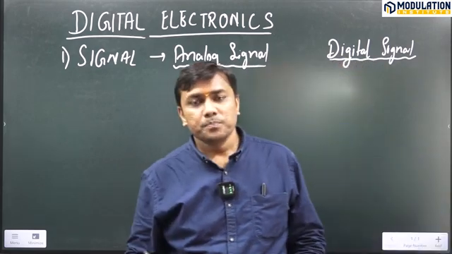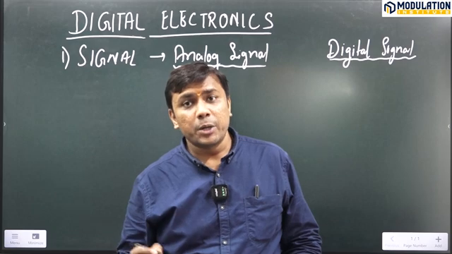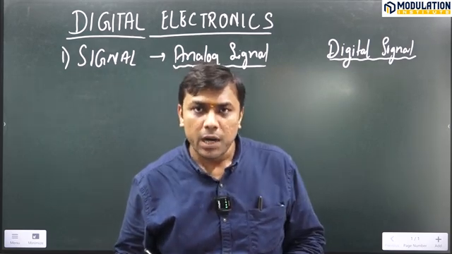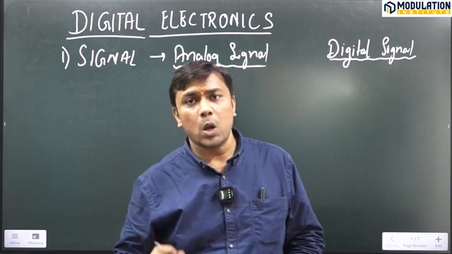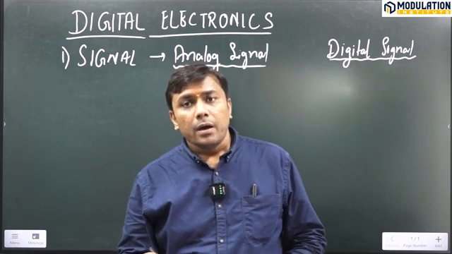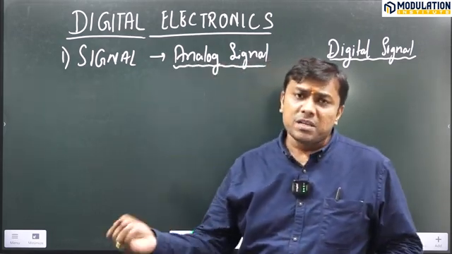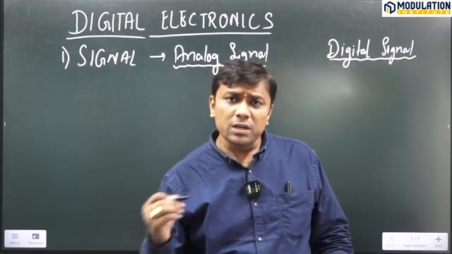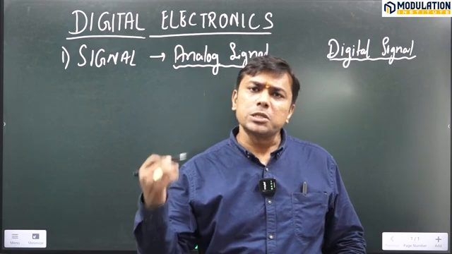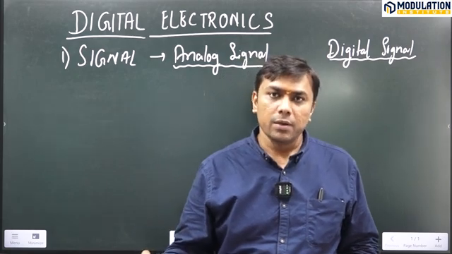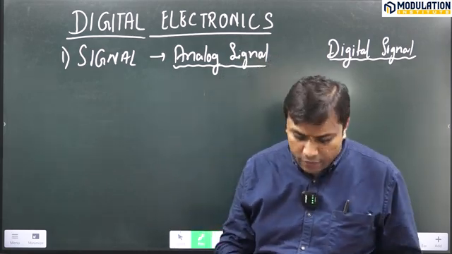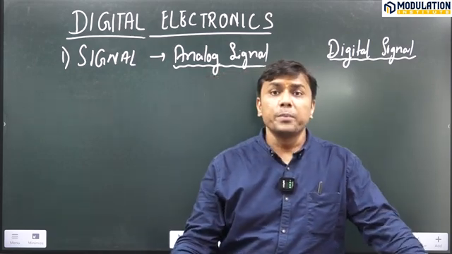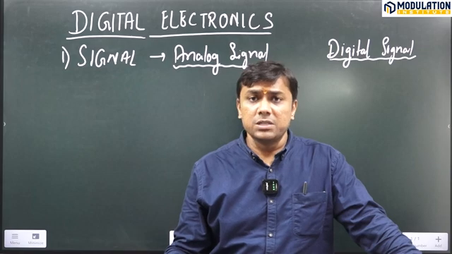For example, I am speaking right now. It's a human voice. This is a real example of an analog system, a real example of an analog signal. Another one: when we measure temperature, that is also an analog signal. Musical instrument sound is also an example of analog signals. Now, what are the examples of digital signals? The data stored in computers are examples of digital signals.